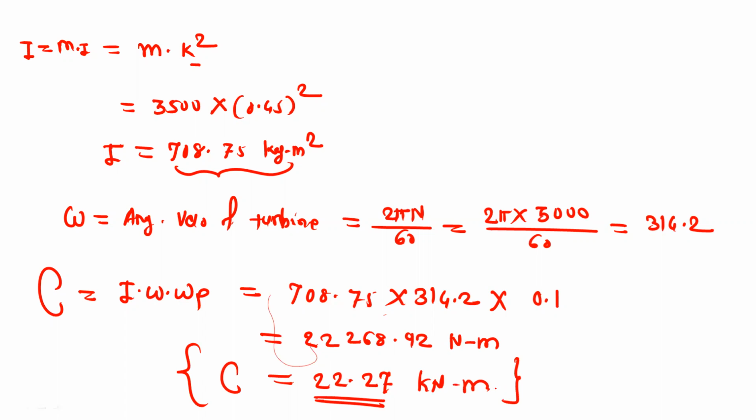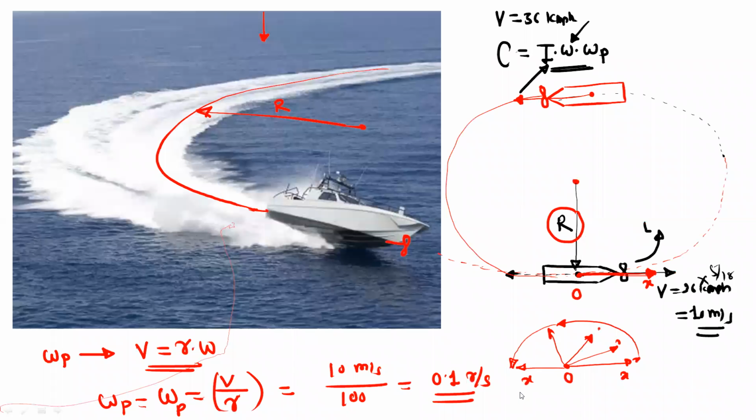When the ship is taking the left turn and the propeller is rotating in the clockwise direction when it is observed from the rear end. Okay, so if you want, you can draw this diagram so that you can understand the relation between linear velocity and the angular velocity of precession. So in this formula, V is equal to R omega. Omega is actually precession velocity, so it is omega p. And this R is nothing but the capital R, that is the radius of the curve path.